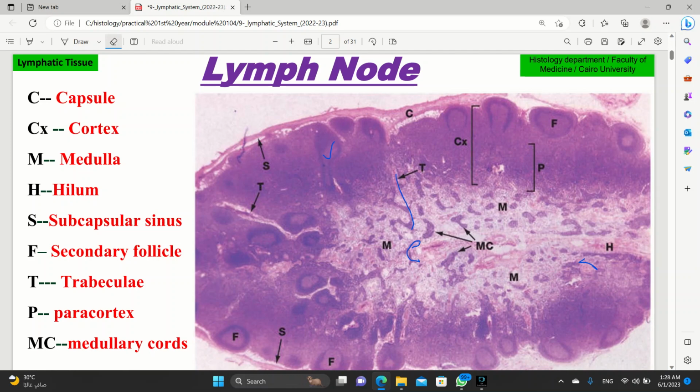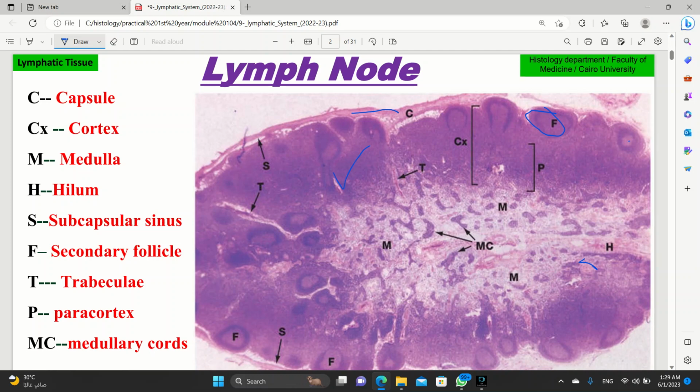You're getting very close to your exam, and we just need memorization now. So again, that's the cortex. And no, I'm sorry, where's the damn thing? That's the cortex. That's the capsule. That's the paracortical region, the region that has no follicles. That's the secondary follicle. Why is that a secondary follicle? Because it has a germinal center. It's pale inside. You can see the pale here, and it's dark from outside.